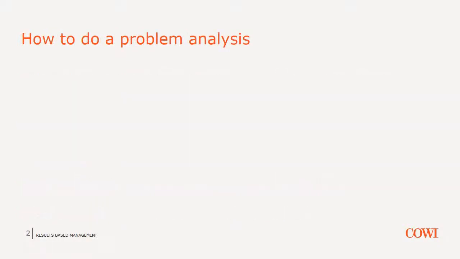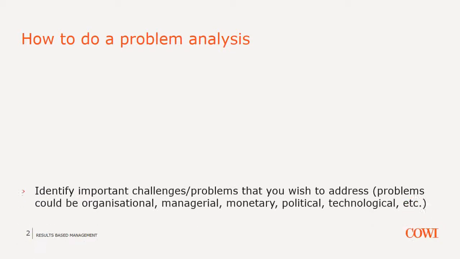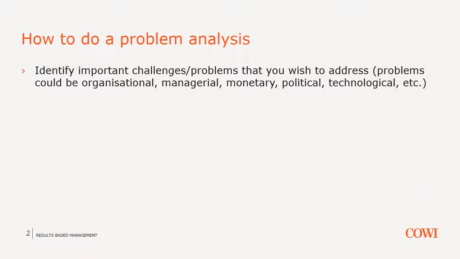How do we do a problem analysis using a problem tree? There are 3 steps in constructing the problem tree. First, you have to identify important problems or challenges that you want to address through your development intervention. This identification can be done through a collective brainstorm amongst the key stakeholders, or in various other ways. But remember that commitment comes with involvement.